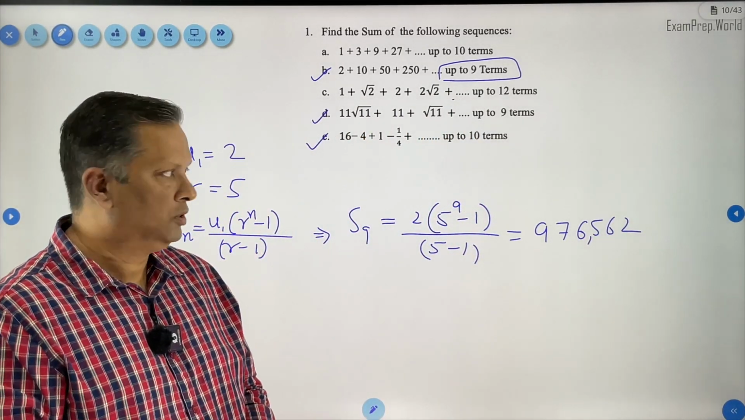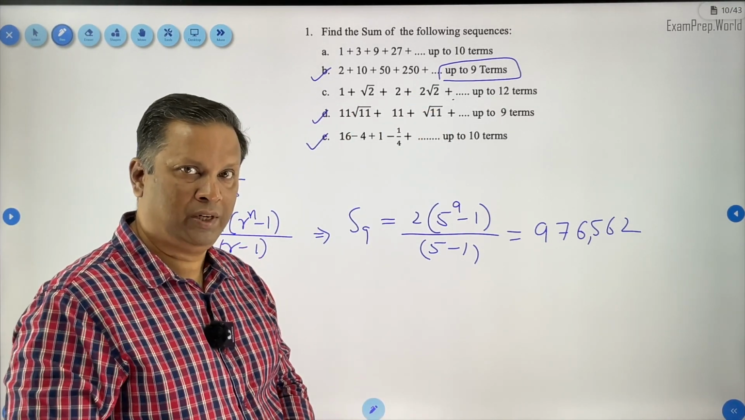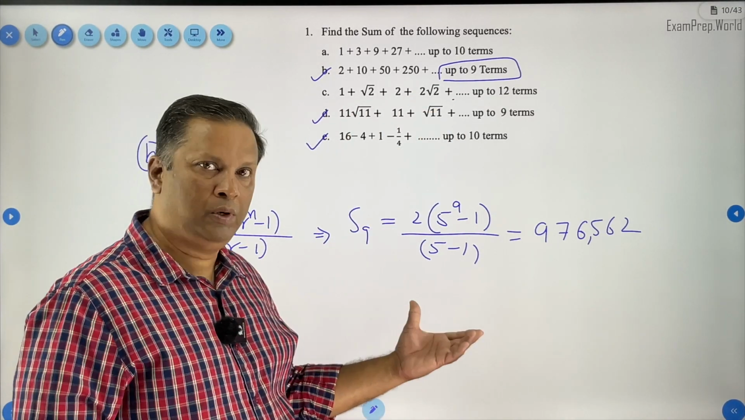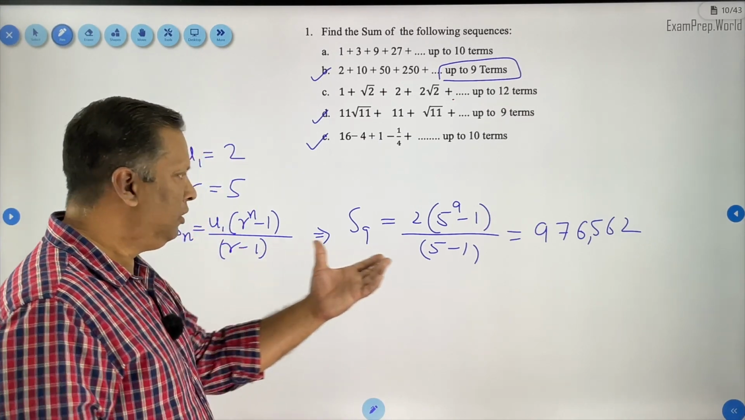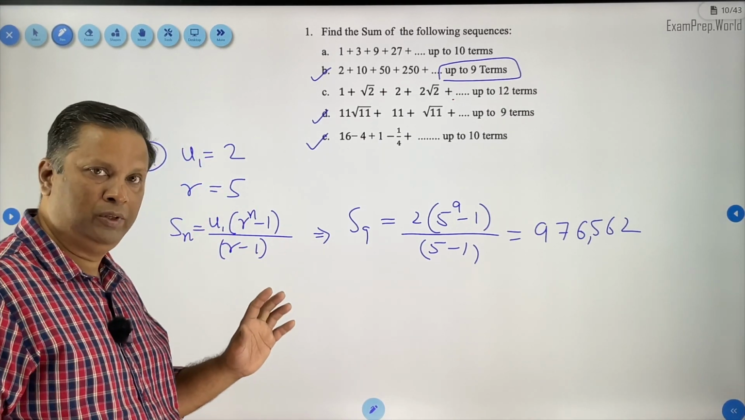It is 976,562. That is the sum of these terms. Manually it was not possible to do it, right? So now you use the formula and you have found the sum of 9 terms of that sequence. Okay, pause, do it yourself.